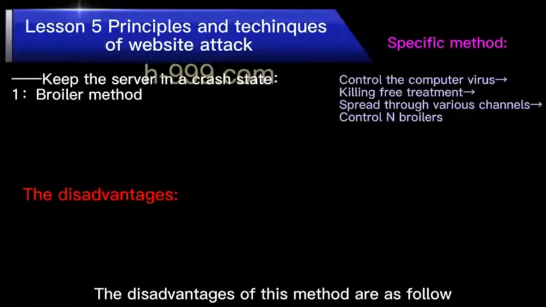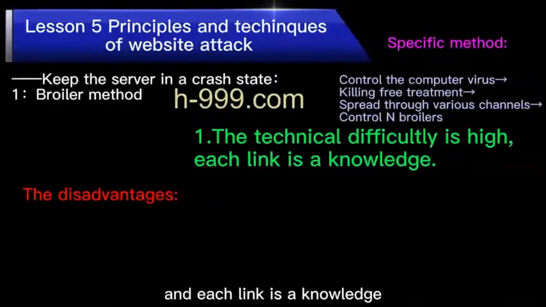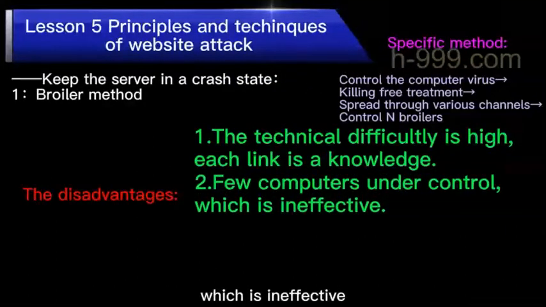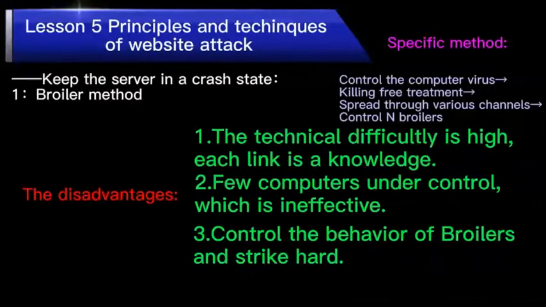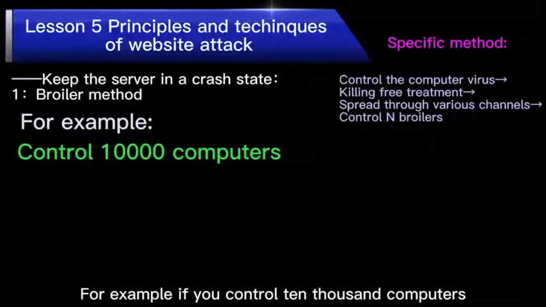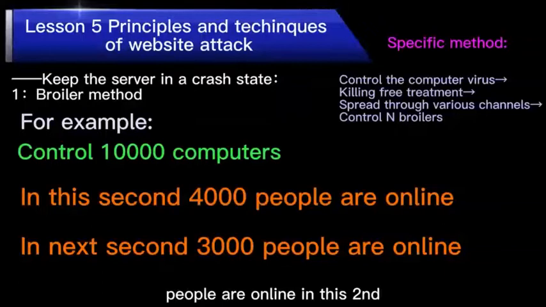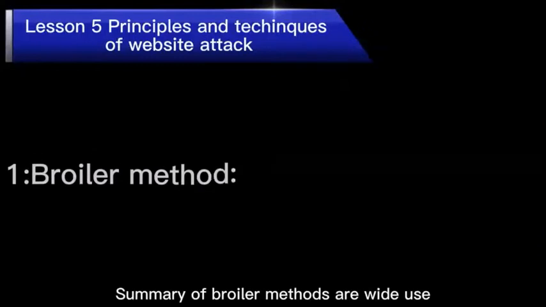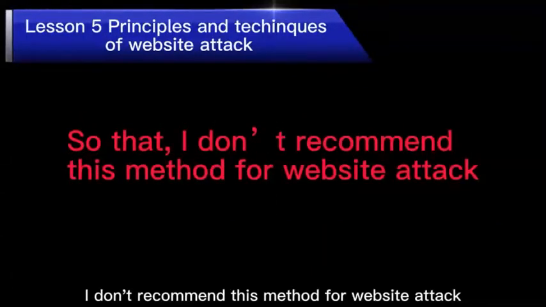The disadvantages of this method are as follows. Firstly, the technical difficulty is high, and each link is a knowledge. Secondly, there are few computers under control, which is ineffective. And at last, control the behavior of broilers and strike hard. For example, if you control 10,000 computers, there are 4,000 people online in this second, and only 3,000 people online next second. Summary of broiler methods are wide use, high income, and high risk coefficient. So that, I don't recommend this method for website attack.